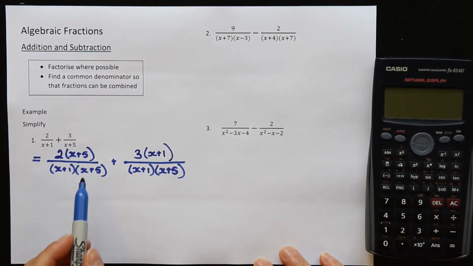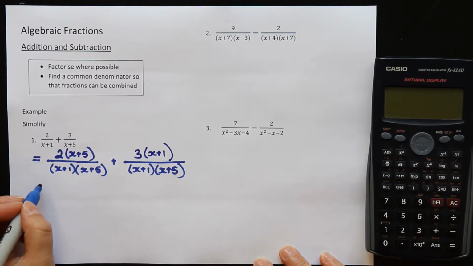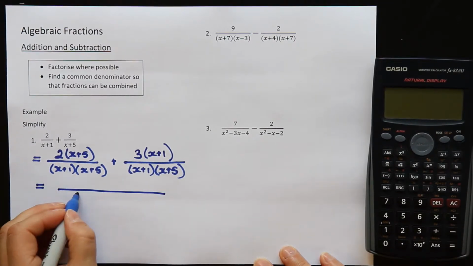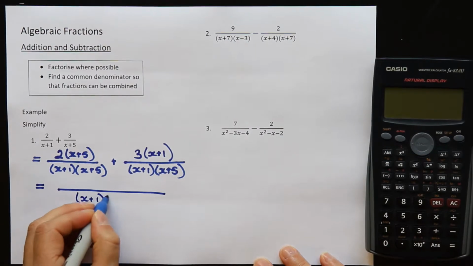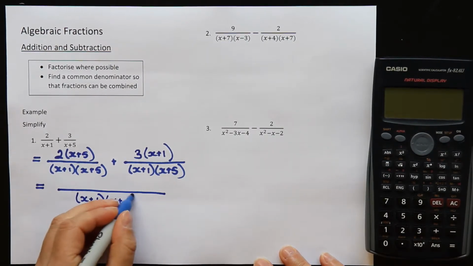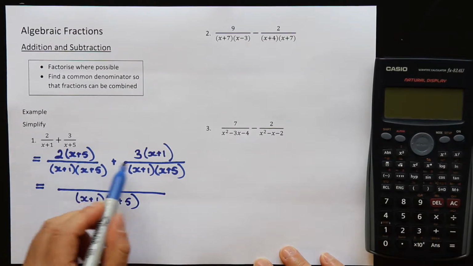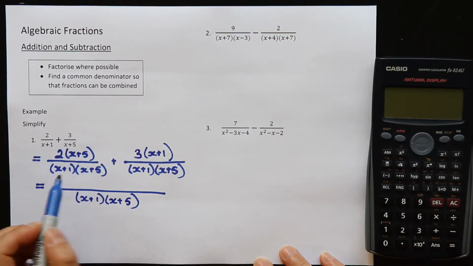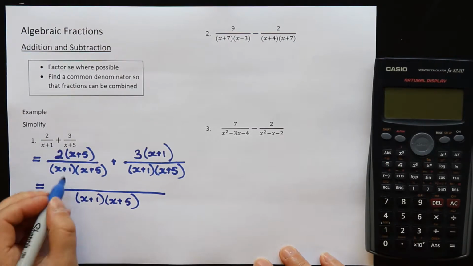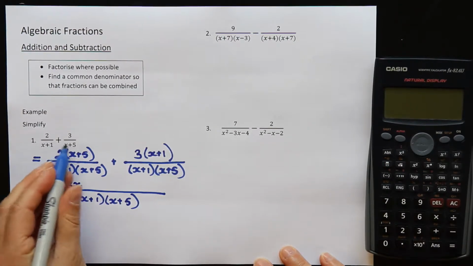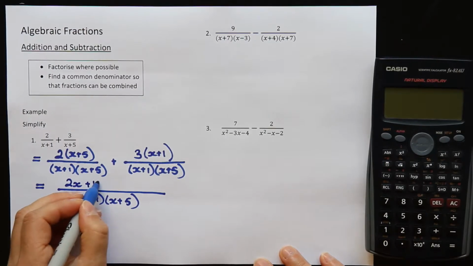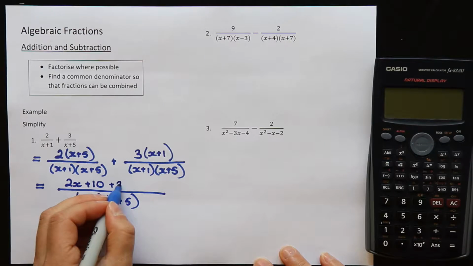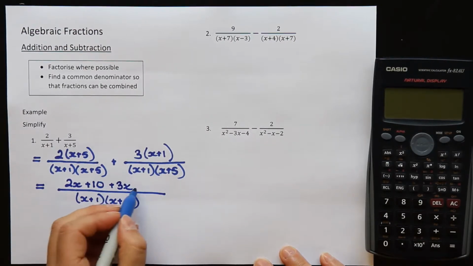Okay, now that we have a common denominator, we can push the two fractions together. The denominator just stays the same, x plus 1 and x plus 5, and we just collect up our numerators. So as I'm doing that, I'm also going to expand these brackets. So 2 times x is 2x, 2 times 5 is 10. Now the second one, 3 times x is 3x, and 3 times 1 is 3.